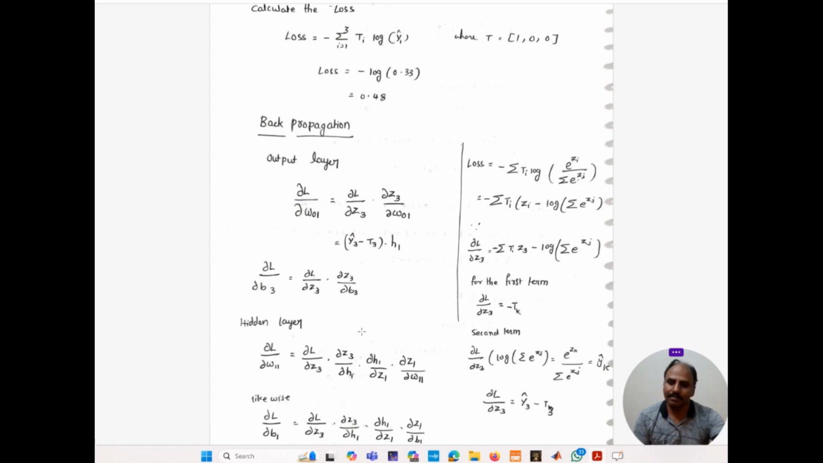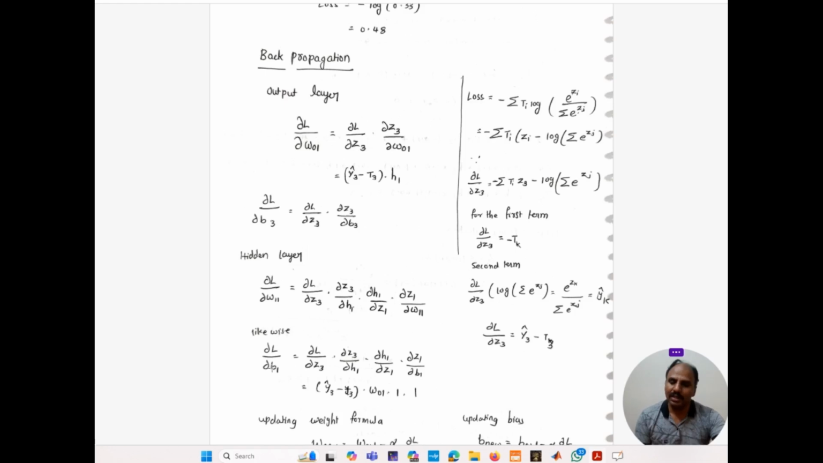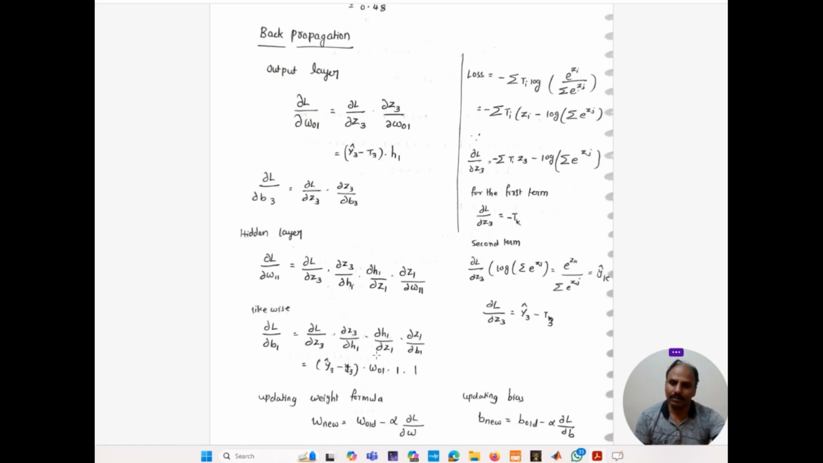dou B3. In the hidden layer, we have to update each input weight according to the loss we have obtained at the output side. So dou L by dou W11 equals dou L by dou Z3 into dou Z3 by dou H1, dou H1 by dou Z1 and dou Z1 by dou W11. If I cancel all the terms, then RHS equals LHS. Likewise, for updating the bias at the input side, dou L by dou B1 is dou L by dou Z3, dou Z3 by dou H1, dou H1 by dou Z1 and dou Z1 by dou B1. If I substitute all the values, then we will get the result.